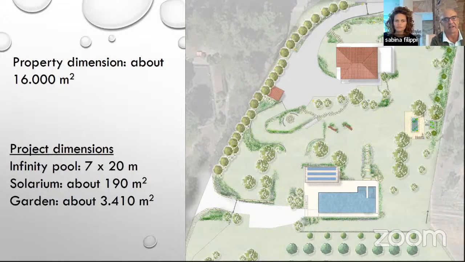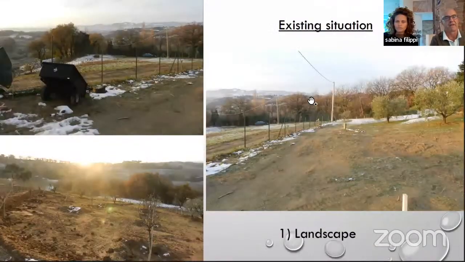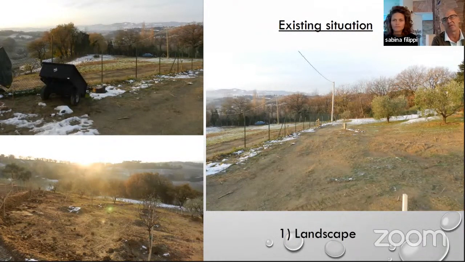We also have a solarium zone of about 190 square meters. All the garden develops over 3,400 meters, and all the real estate is about 16,000 meters. What we show you is that we have tried to maintain as low an impact as possible with this project.